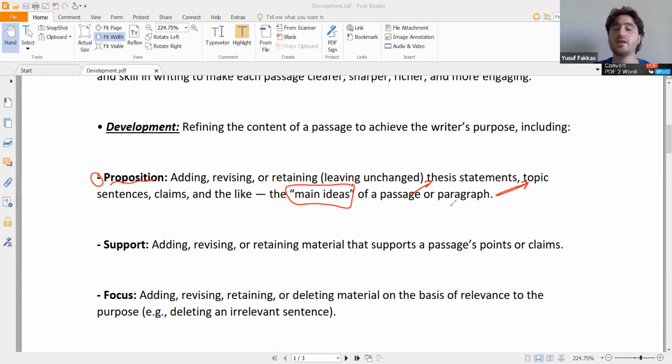So what do they ask us? They ask us if we need to add a main idea, change the main idea, or keep it as it is. Now, how do I know, for example, if they underline the first sentence in the paragraph, and we know the first sentence is the topic sentence, so it's the main idea of the paragraph. How do I know if this is the best topic sentence or not? It's related to the support.